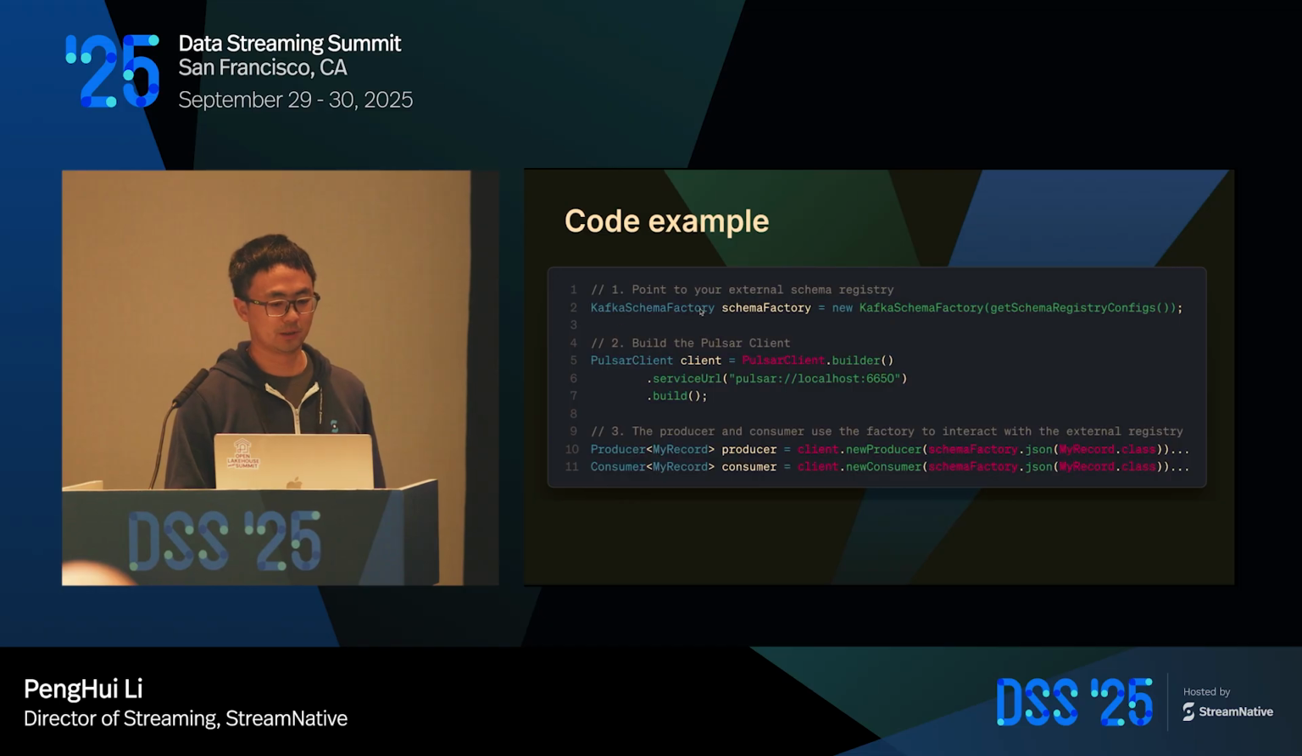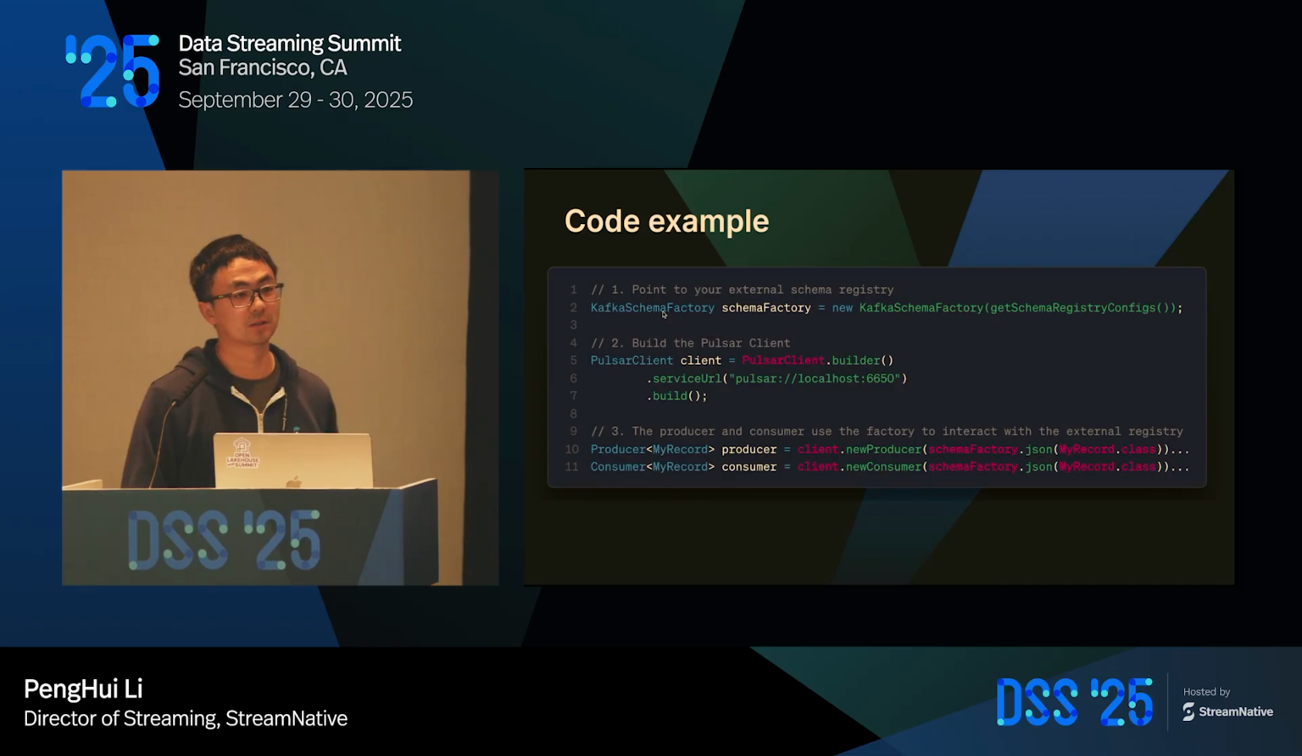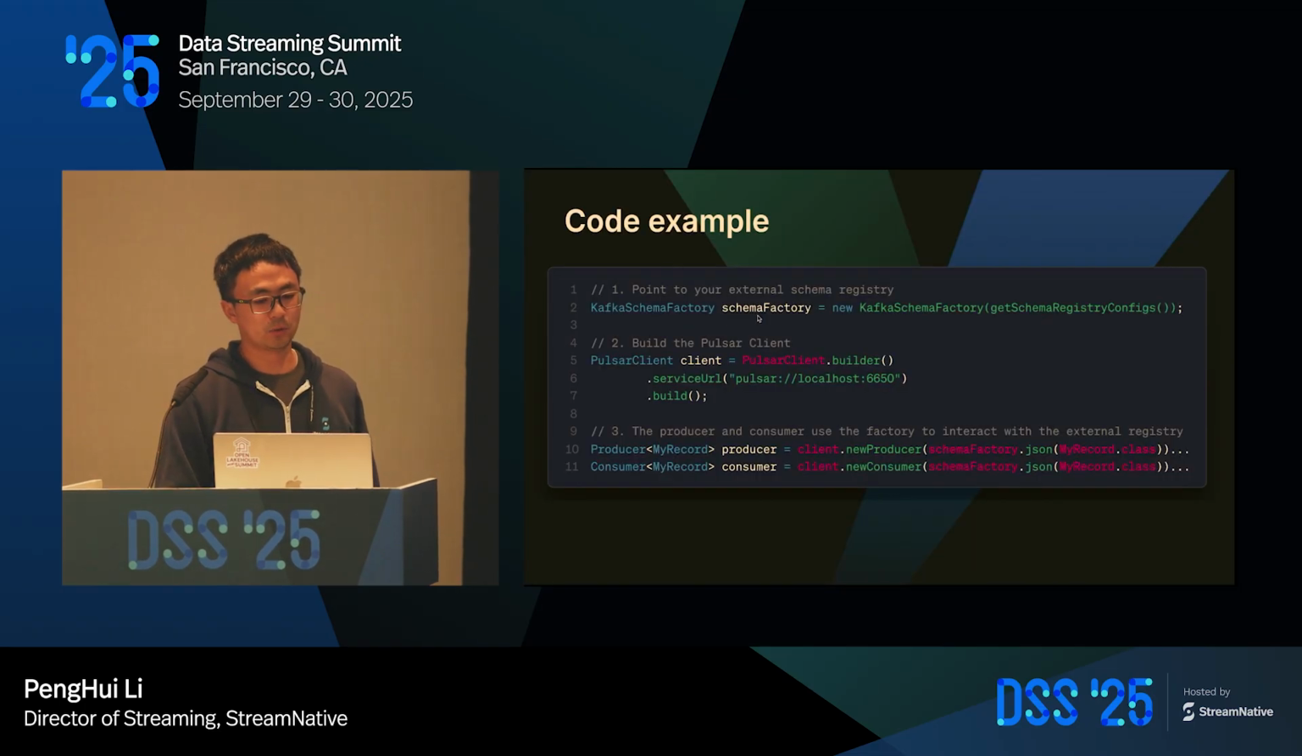For example, the Kafka schema factory is not a part of the Pulsar release. For 4.1, we just released the interface. It's not a Kafka schema registry integration, but with the API, you can integrate any schemas you want. So for this example, we just created some implementation from StreamNative. Maybe we will open source it later, to allow the Pulsar client to talk to Kafka schema registry directly.